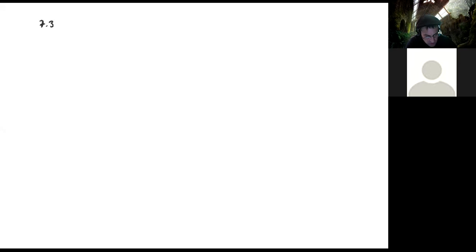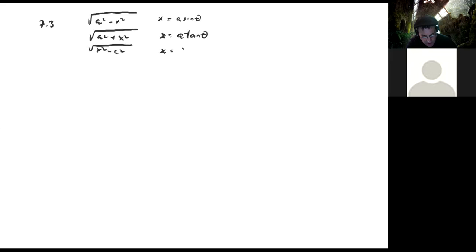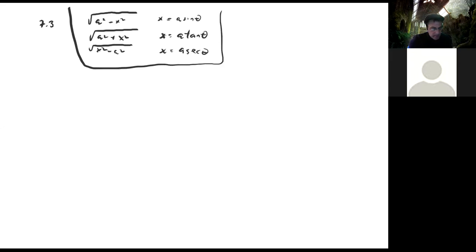There are the substitutions that correspond to a squared minus x squared, and that substitution would be x equals a sine theta. And then there's a squared plus x squared in a square root. That would be x equals a tangent theta. And then lastly, there's the x squared minus a squared substitution, x equals a secant of theta. These are the three basic substitutions, and they enable us typically to get rid of the square root in the integrand. So let's start off with an example.